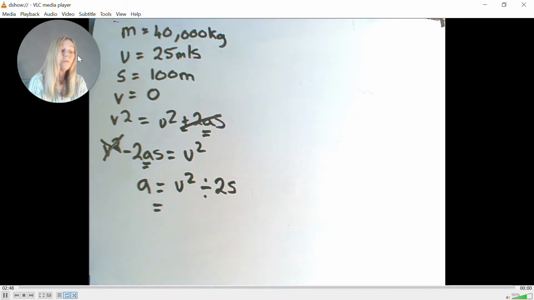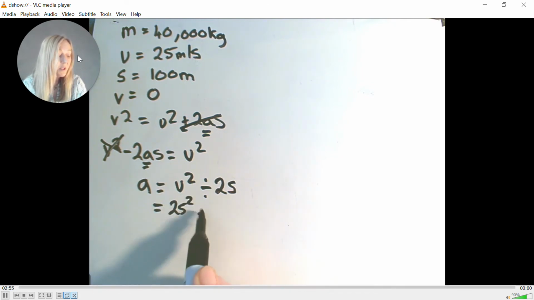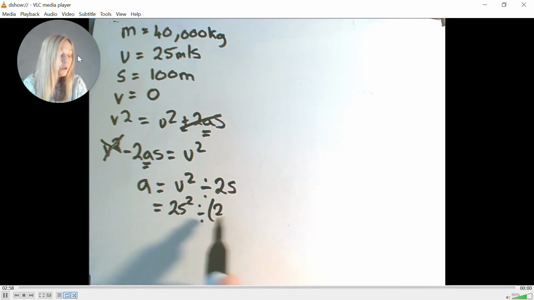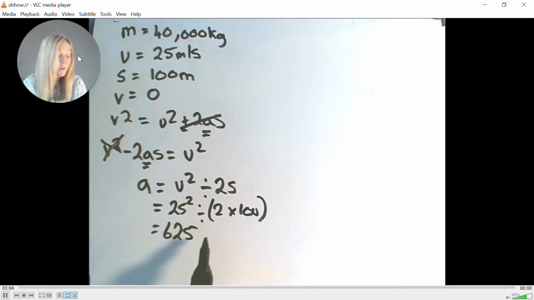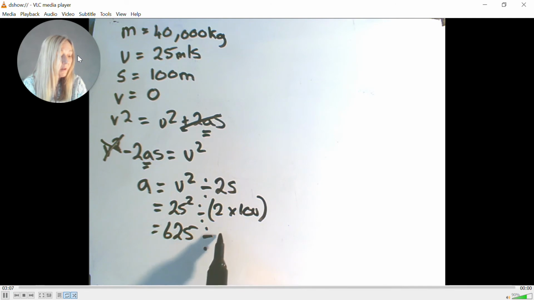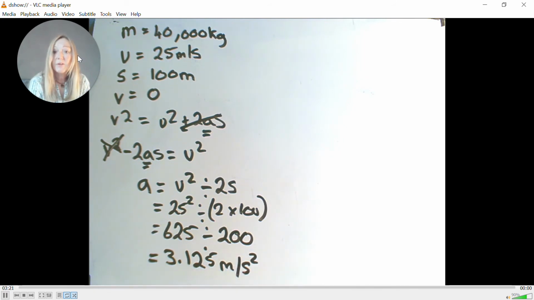Now if we plug the numbers into that, what we're going to get is u squared, so 25 squared divided by 2 times 100, which gives us 625 divided by 200, which equals an acceleration of 3.125 meters per second squared. So we now have the acceleration.